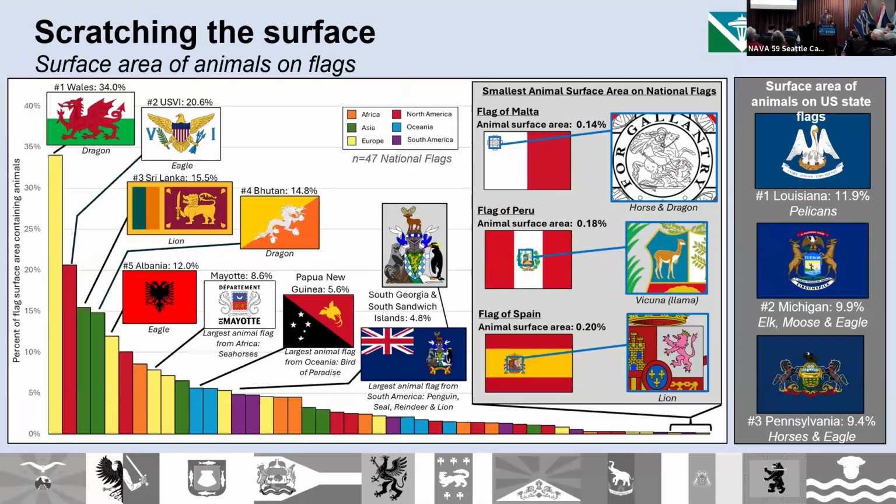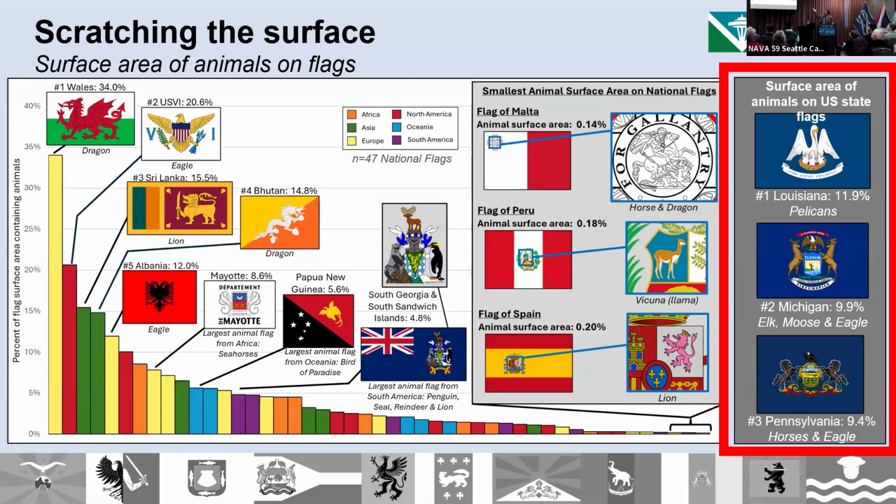Surface area: I did a polygon masking algorithm to help quantify the surface area of animals on flags. And this is for national flags. So the largest national flag by surface area is the flag of Wales with the dragon. You have the U.S. Virgin Islands, Sri Lanka, Bhutan, and Albania are all up there. Then the low ones are the flag of Malta, which if you look and squint really hard, you can see it's St. George riding a horse, killing a dragon. On the seal of the flag, it's only 0.14% of the surface area of a flag.